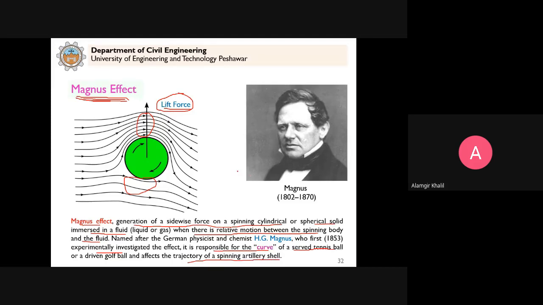When we hit a ball, the ball moves in a curved path. That is the Magnus effect, because the ball is rotating and moving in a fluid. So the curved path that is traced by the moving object is known as the Magnus effect, and it is responsible for the curved path of these moving balls. Now, the phenomenon of producing lift by the rotation of a solid body is called the Magnus effect.